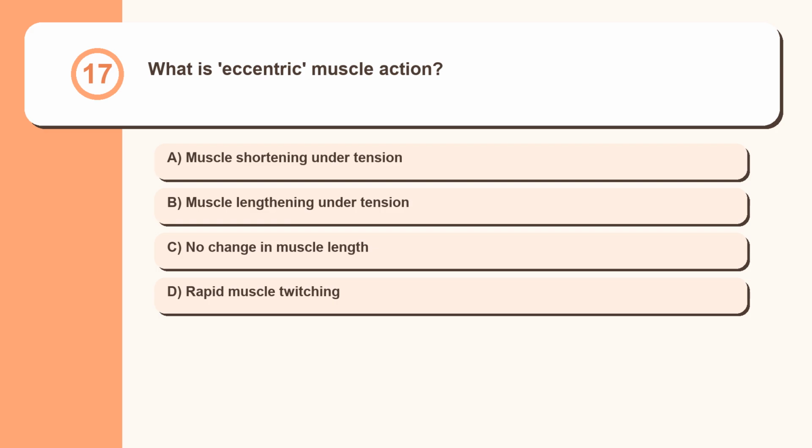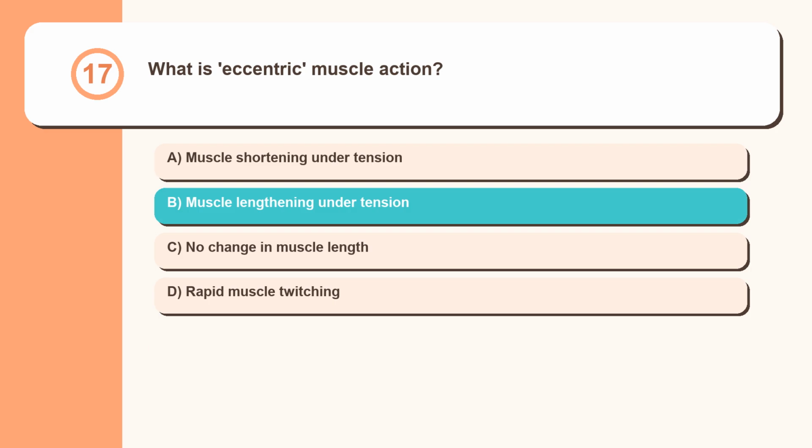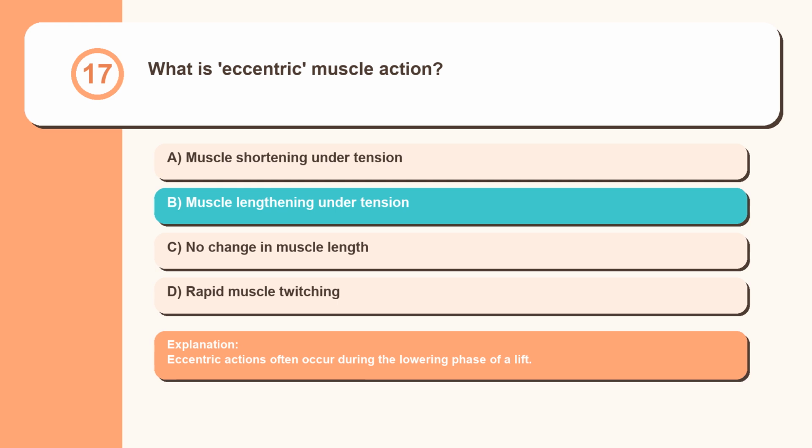Question 17. What is eccentric muscle action? Muscle shortening under tension. Muscle lengthening under tension. No change in muscle length. Rapid muscle twitching. Eccentric actions often occur during the lowering phase of a lift.